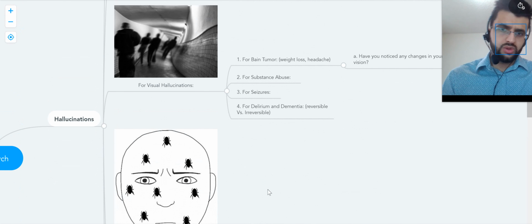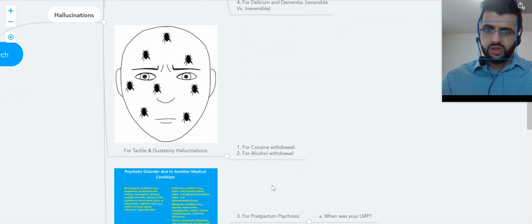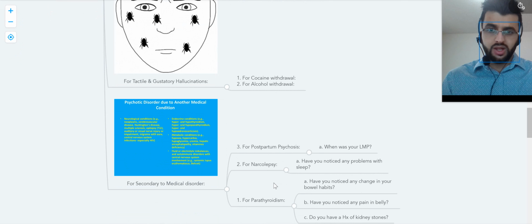So these are some of the causes. People see their loved ones coming back, or some type of things. Like dementia, especially Lewy body, they have a lot of visual hallucinations. So it's very important to have our medical knowledge in the back of our brain while we ask these questions. For tactile and gustatory hallucinations, cocaine withdrawal could cause that, and alcohol withdrawal. So we're already going to ask about that in the social history, which involves alcohol, drugs, and what do you do for a living, some sort of these questions.